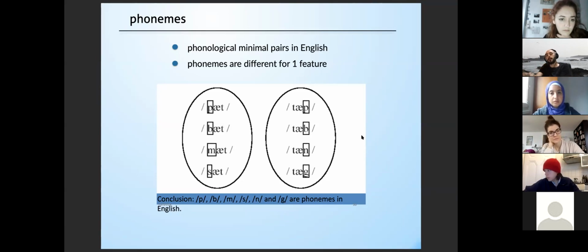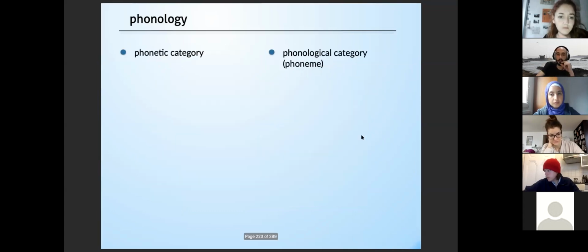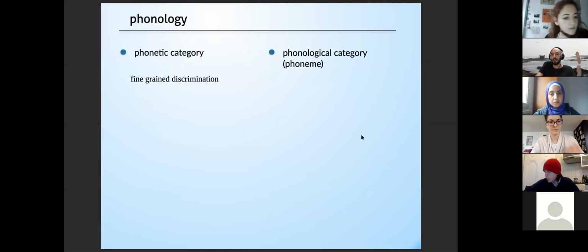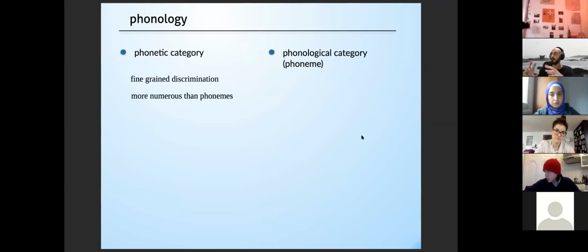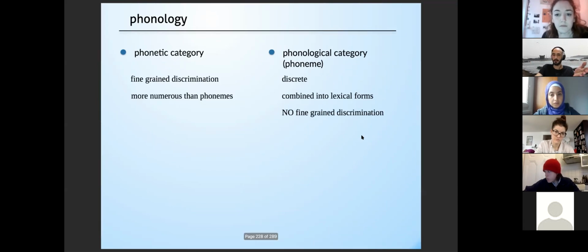Okay. So phonological minimal pairs are phonemes that differ in one feature, right? So this would be voiced or unvoiced. And the interesting thing is this. First of all, when we talk about phonetic categories, we can have a very fine-grained discrimination. But when we talk about phonological categories, it's like a 0-1 difference. So it's either p or b. They are discrete and they are combined into lexical forms. And there is no fine-grained discrimination, okay?